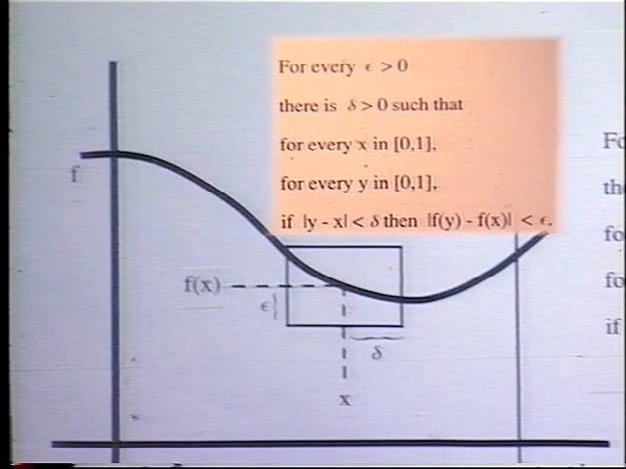And on the right of this slide, I've printed the definition of the property that the function is uniformly continuous between 0 and 1. It says for every epsilon greater than 0, there is delta greater than 0, such that for every x, blah, blah, blah. If the distance between y and x is less than delta, then the distance between f(y) and f(x) is less than epsilon. Well, if you didn't follow all that, not to worry, nobody ever does first time.